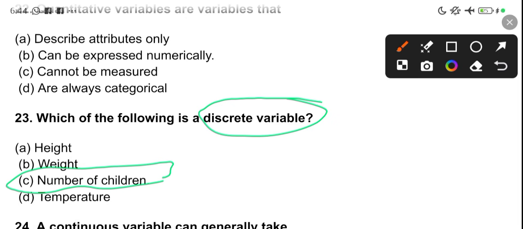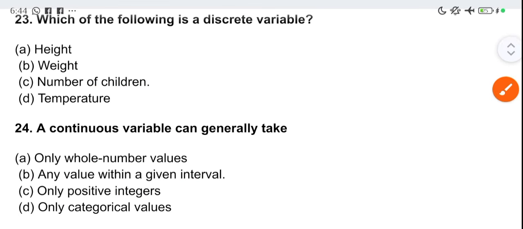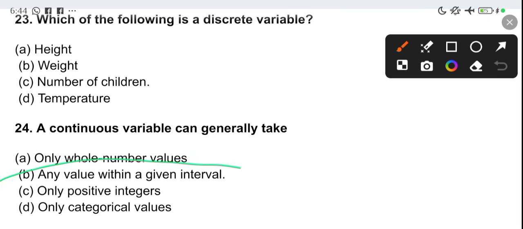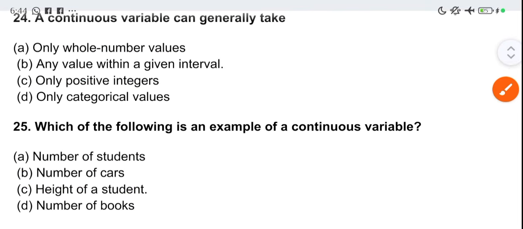But you see, continuous can be 1.1, 2.2, 3 point anything; it can be expressed as a decimal. Right? So looking at it, a continuous variable can generally take any value within a given interval. I can say any value within a given interval. Which of the following is an example of a continuous variable?